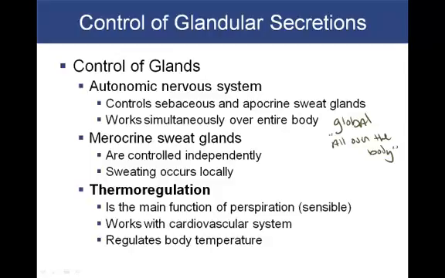Merocrine sweat glands are controlled locally. Sweating can occur locally. So while the sebaceous and apocrine are global, we would define merocrine as a locally controlled gland. And in terms of functions, I think probably the most important function in terms of maintaining homeostasis would be thermal regulation. Thermal regulation works in conjunction with the cardiovascular system to help regulate body temperature.